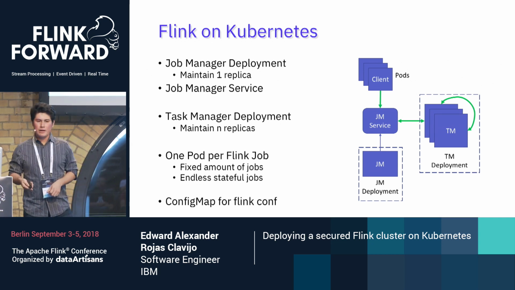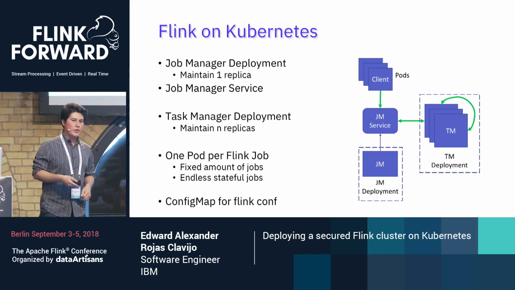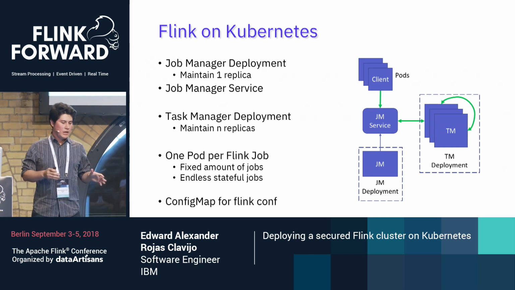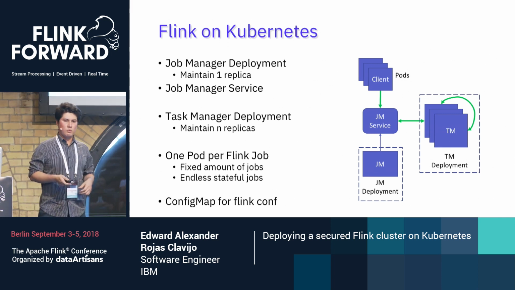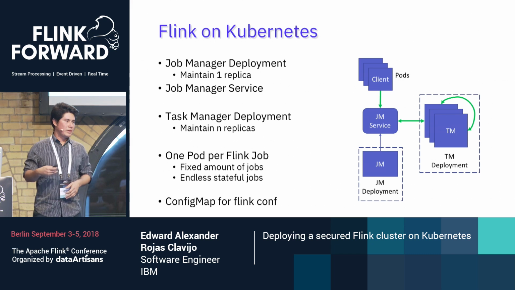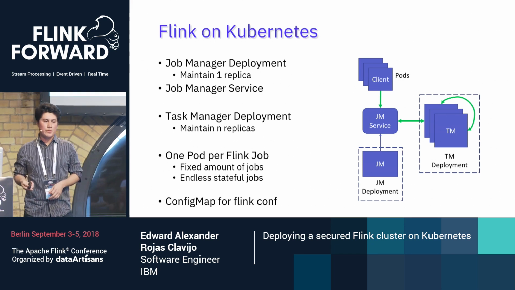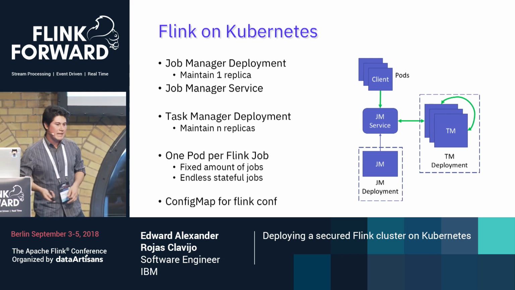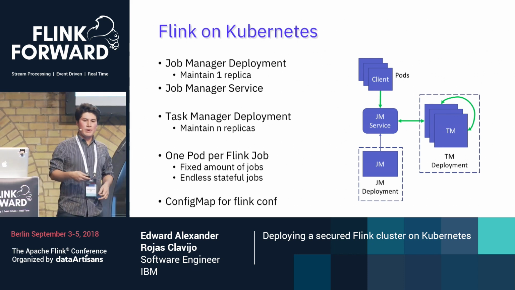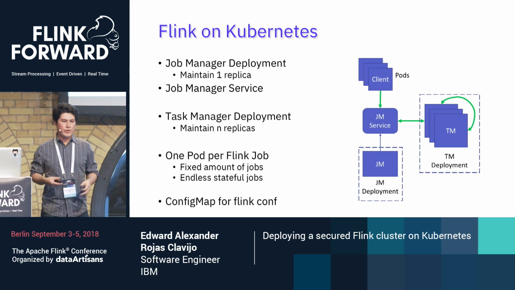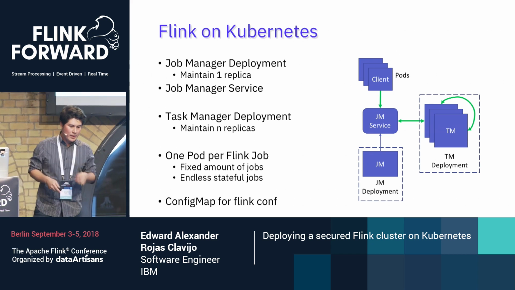And finally, we have a config map that we use to expose several Flink configurations. As we are running in different environments, we have to be able to specify, for example, the task manager heap memory, the job manager heap memory, the number of task slots, the checkpoint configuration, etc.